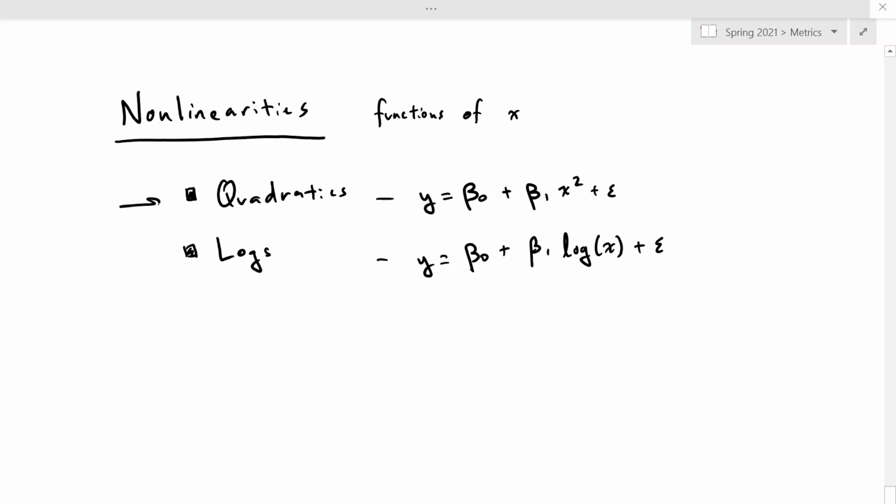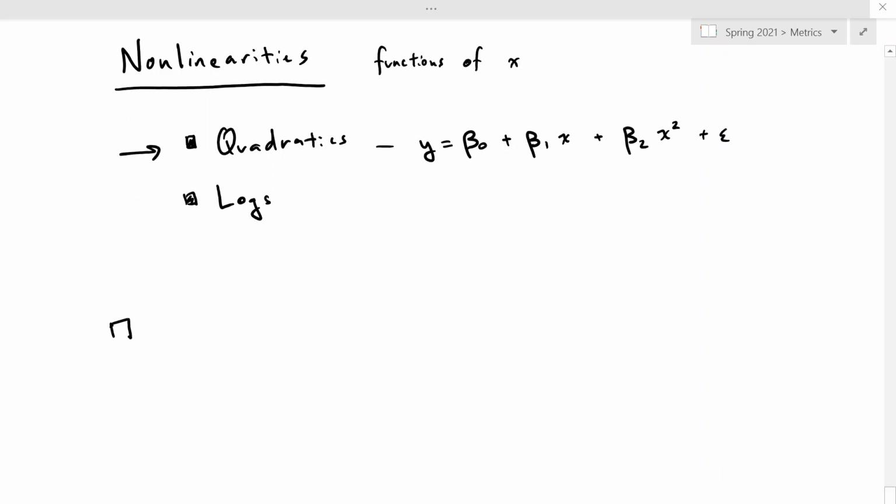And so in this video, we're going to look at quadratics and why we might use a quadratic term in a regression equation. And then the next one, we'll go on to logs. But actually, most of the time, whenever we're using quadratics, we're probably using two variables, both x itself and x squared plus the error term. So anyway, we're gonna start with quadratics.